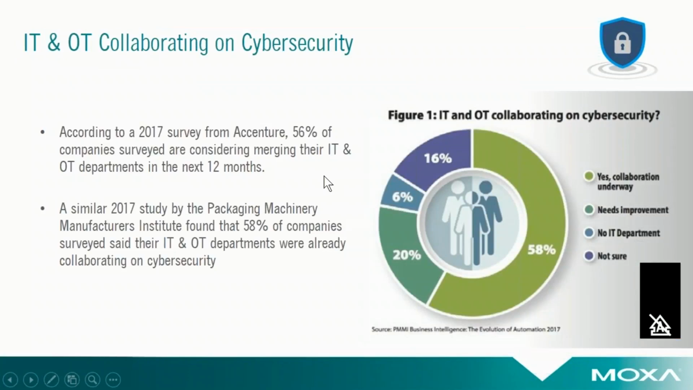As a result of this growing threat, companies are taking industrial cybersecurity much more seriously. And we're seeing more and more collaboration between the IT departments and OT engineers to reduce their overall risk of a breach. Here are two studies, one by Accenture showing 50% of companies surveyed are considering merging their IT and OT departments in the next 12 months. And that was from last year, so theoretically that could be happening right now. And a similar 2017 study done by the PMMI found that 58% of companies surveyed said their IT and OT departments were already collaborating on cybersecurity.